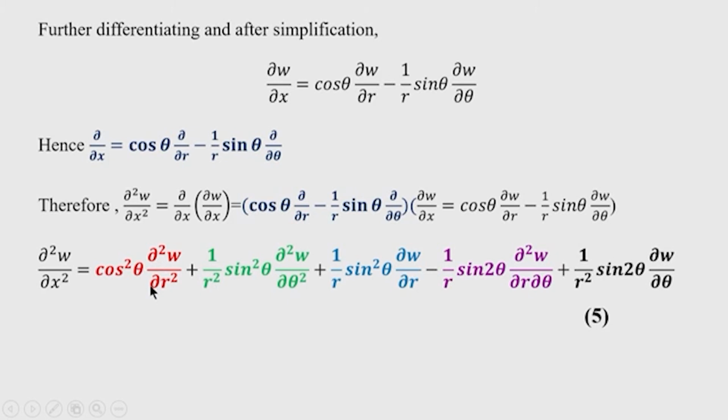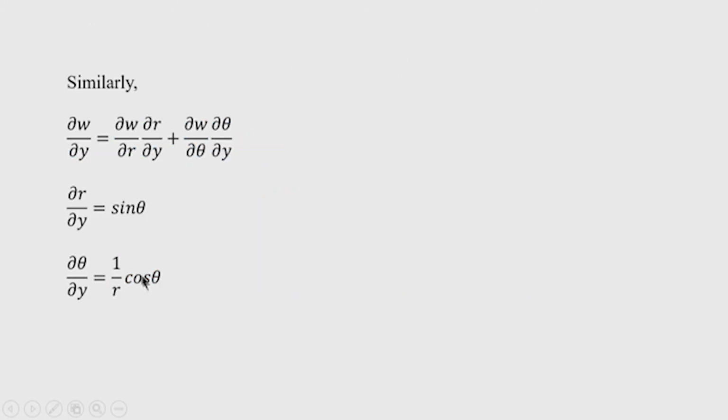Similarly, one can obtain del w by del y. Using the chain rule of differentiation, del w by del y can be written as del w by del r into del r by del y plus del w by del theta into del theta by del y. So, this is the expression of del w by del y using the chain rule.